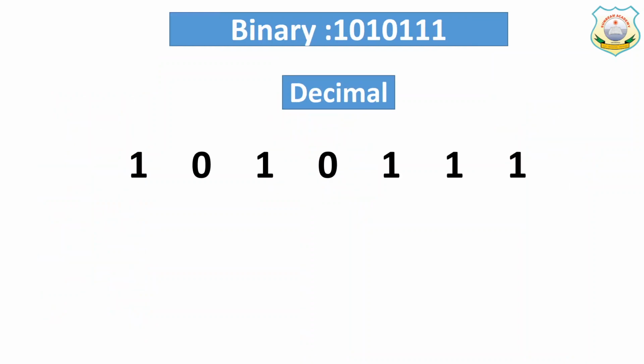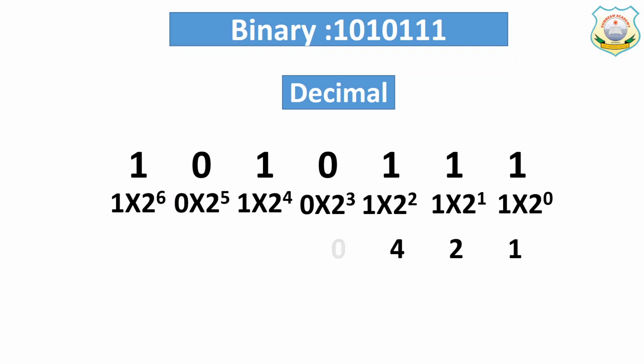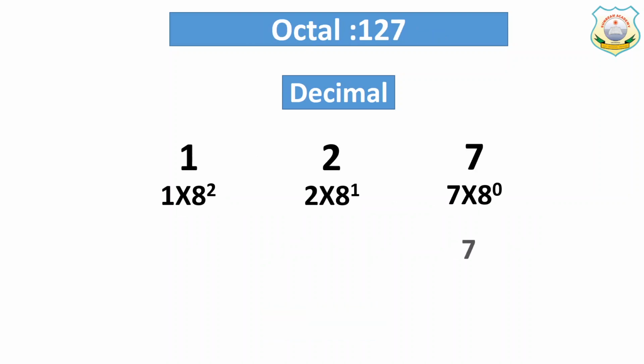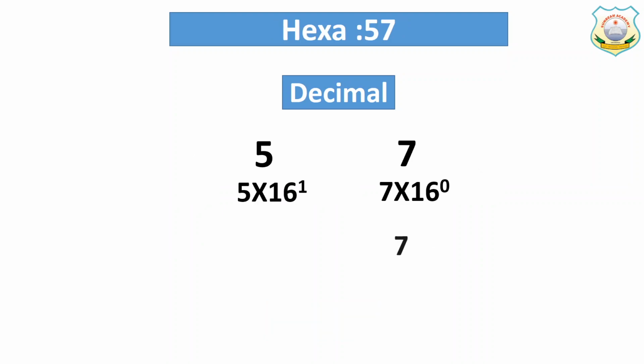And then binary to decimal is where we're going to apply this technique, right? Then octal to decimal, same rule. And then hexa to decimal, the same rule, isn't it? So hope children this is very much clear to you.